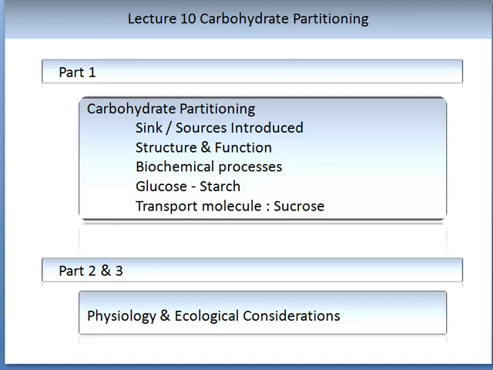You will learn about sources and sinks, structure and function and its relationship to sources and sinks, and some of the simple biochemical processes. You will learn about some of the important carbohydrates such as glucose and starch, and you will also be introduced to the important transport molecule, sucrose. In Part 2 and Part 3, we will combine our understanding of photosynthesis, light and non-light requiring reactions, with carbohydrate partitioning to understand the physiology and the ecological considerations.